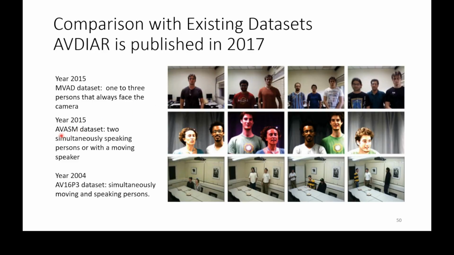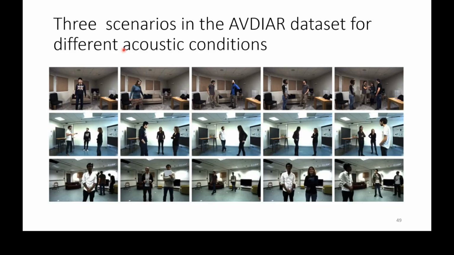And there's also the AVASN dataset, where two people are simultaneously speaking, and one of them may move around. So if you want to do research on this problem, there are some existing methods. Then they proposed the AVDIAR dataset because, what? You can see from here, they provide more dynamic scenarios.